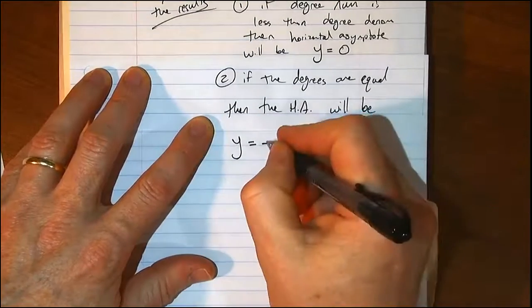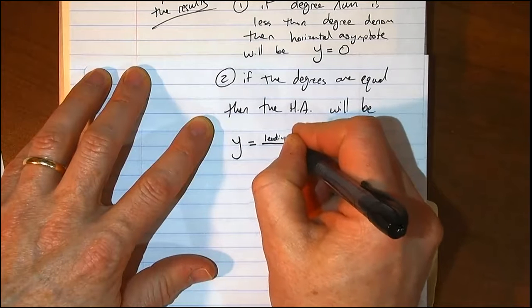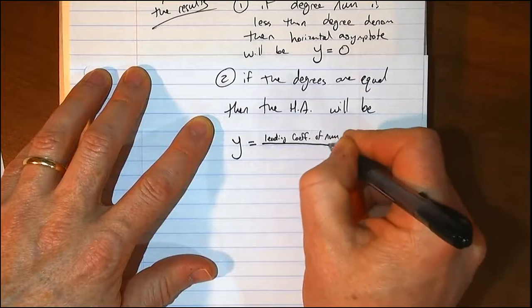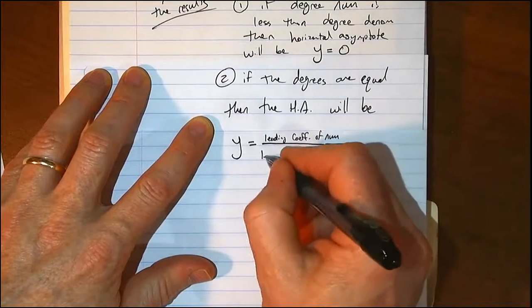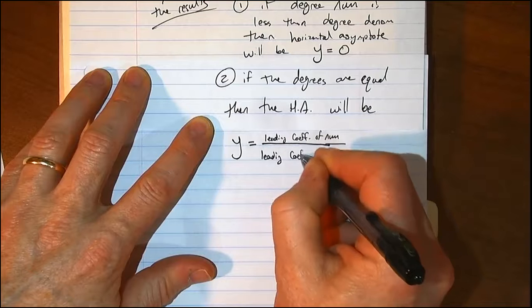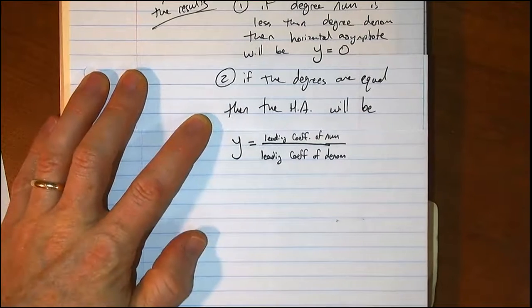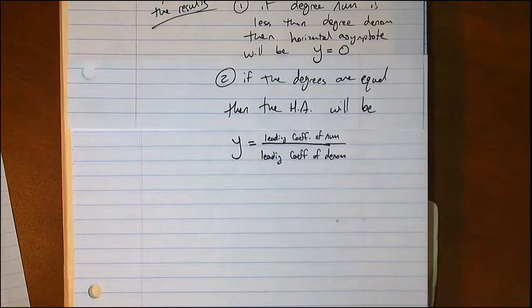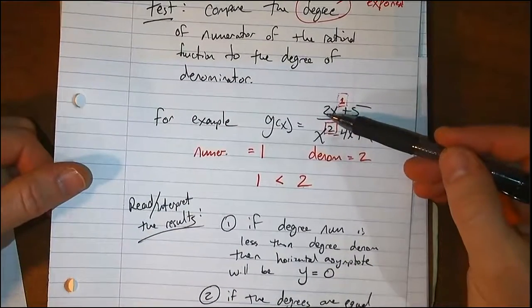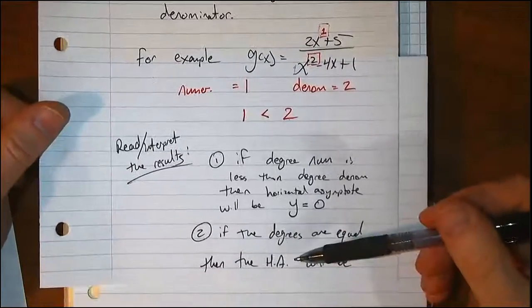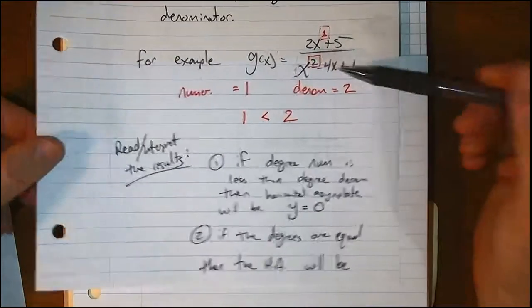And the fraction is going to be the leading coefficient from the numerator over the leading coefficient from the denominator. Okay, so remember the leading coefficient, that's the number that comes first in the equation, the number that's in front of your leading term. So up here, my leading coefficient was a 2. My leading coefficient down here was a 1. Okay. Now, this test result doesn't apply to this because my exponents weren't equal.